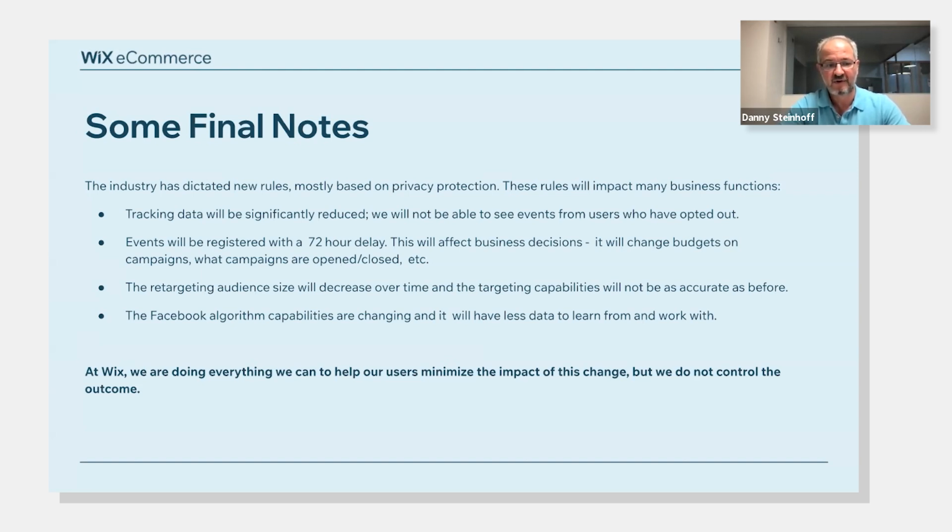The Facebook algorithm capabilities are changing, and it will have less data to learn from and work with for the machine learning mechanisms. So we at Wix are doing everything we can. And if any changes in Facebook Ads are put in place, you will see it in the product. But as I mentioned, the only things that you need to do at the moment are two: the domain verification and setting up 8 events. All the rest we are trying to do for you.